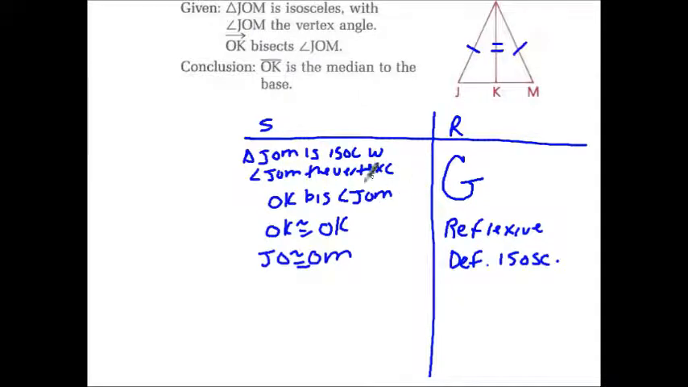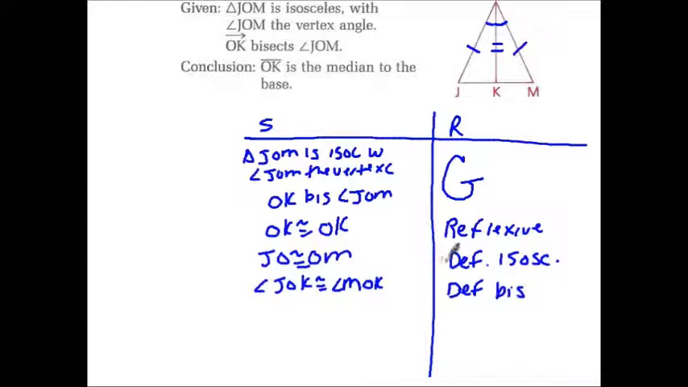My next keyword is bisect. Now, what's being bisected is this angle JOM, making two congruent angles. I'm going to say angle JOK is congruent to angle MOK. Definition of a bisector.